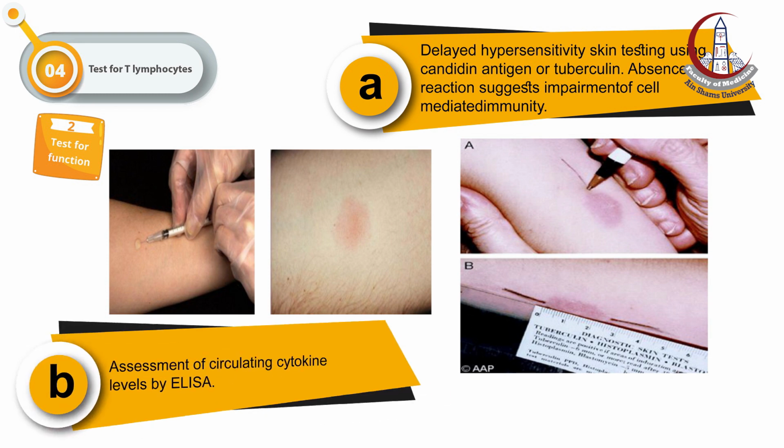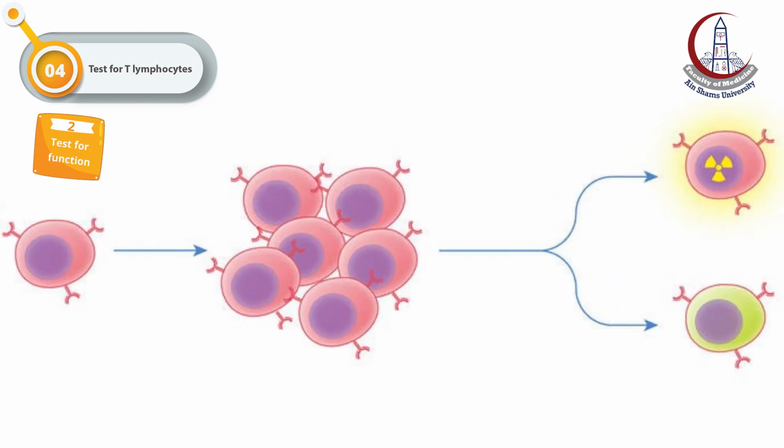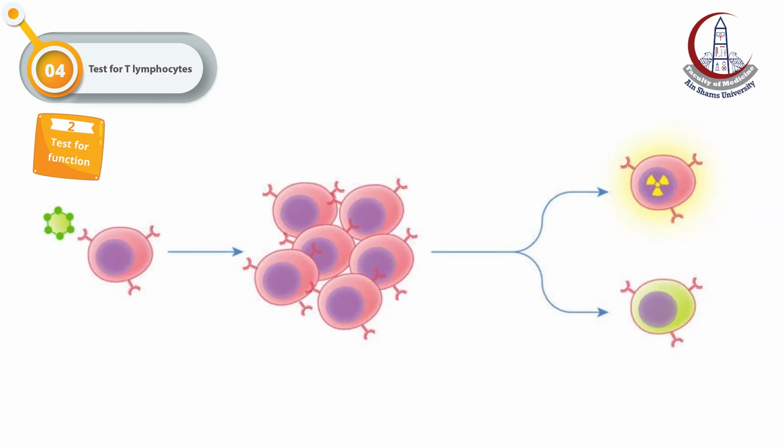We can also assess the levels of circulating cytokines, which are released by CD4 helper T cells, again by means of various mechanisms, including, for example, ELISA. We can also assess lymphocyte proliferation. We said this is an important function of T lymphocytes in an immune response.